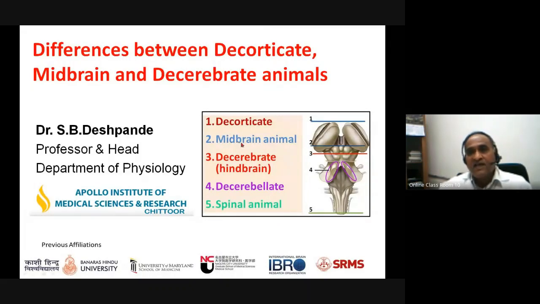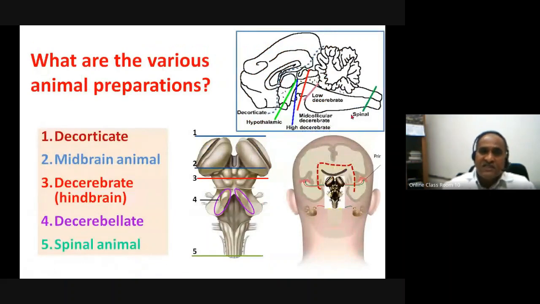Here in this diagram, I'm showing the 5 different levels of lesions in the nervous system, which I'm going to discuss in the next slide. This is the slide. What are the various animal preparations? I have listed here decorticate animal, midbrain animal, decerebrate animal, that is a hindbrain animal, decerebellate animal, and a spinal animal.